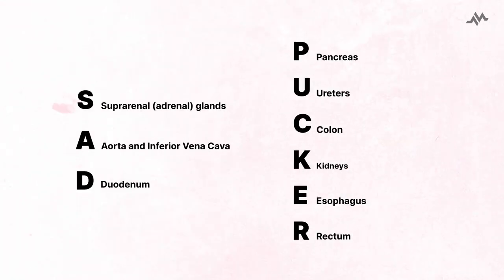So the next time you come across a question asking about the structures within the retroperitoneal space, just remember the word SAD PUCKER.